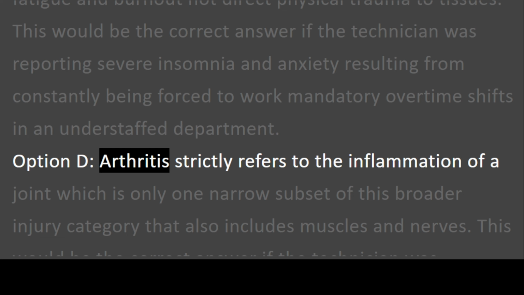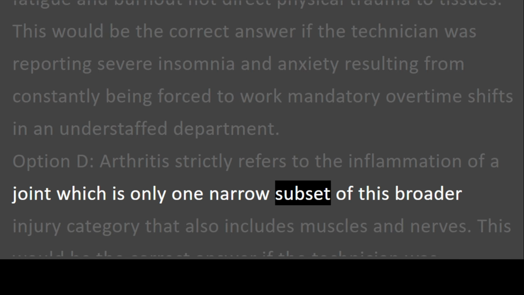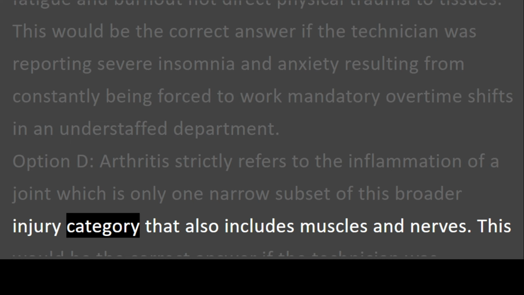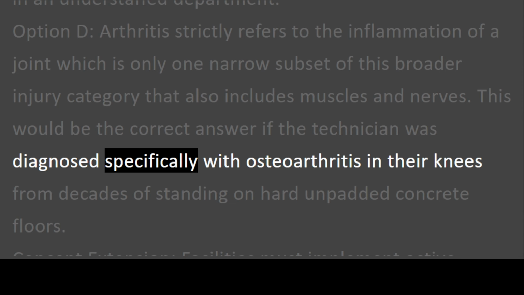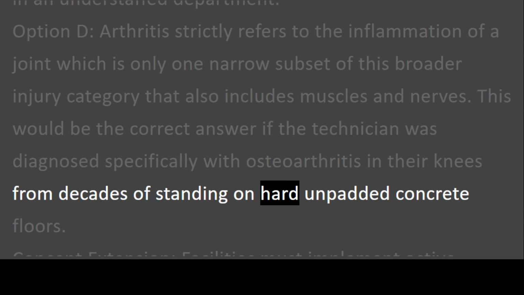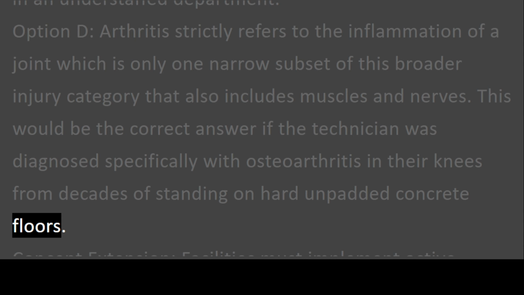Option D. Arthritis strictly refers to the inflammation of a joint, which is only one narrow subset of this broader injury category that also includes muscles and nerves. This would be the correct answer if the technician was diagnosed specifically with osteoarthritis in their knees from decades of standing on hard, unpadded concrete floors.